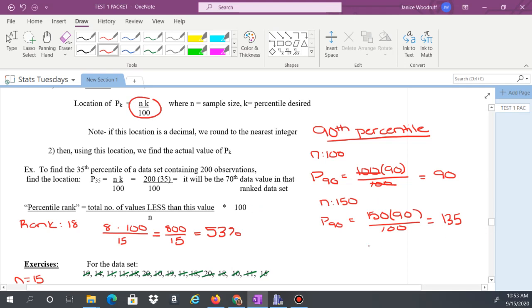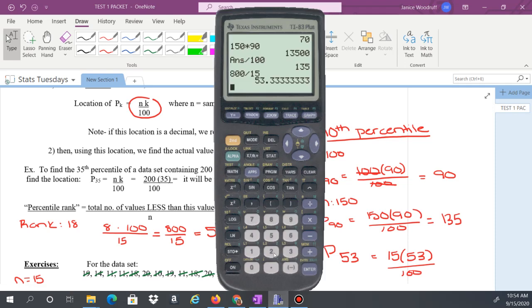So here I would go for 53rd percentile, P sub 53. N would be 15 times 53 over 100. So 15 times 53 over 100. It's telling me 7.95. If we have a decimal, we're going to round up. So this is the 8th location in the data set.